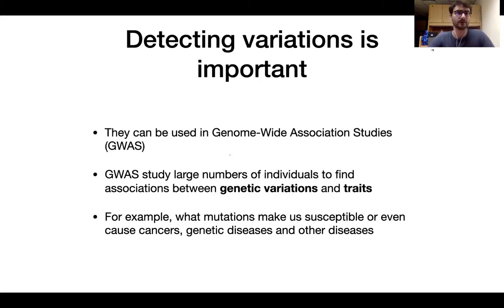There are many reasons why detecting these variations is important. One of them is that they can be used in what we call genome-wide association studies, or GWAS. In GWAS, we study a large number of individuals, and we, first of all, detect the variations for each of them. And after that, we try to correlate these variations with specific traits that we are interested in. For example, in the case of cancer, we may be interested in knowing which mutations will protect us, or which mutations will predispose us to cancer, which mutations will cause cancer.